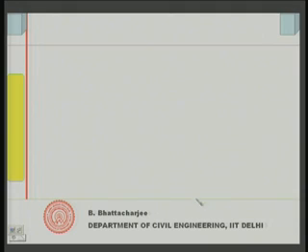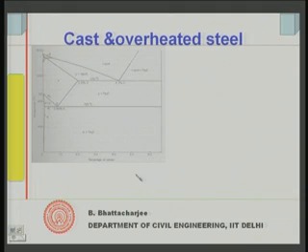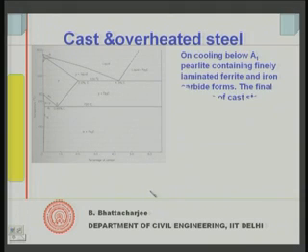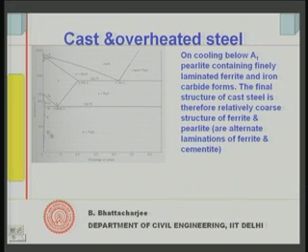And if we go further beyond this, then what will happen? Well, we will continue with this, and we can see that on cooling below A1, that is, cooling below this line, pearlite containing finely laminated ferrite and iron carbide forms. Now, in this region you have ferrite and cementite, which is iron carbide, and this is called pearlite.